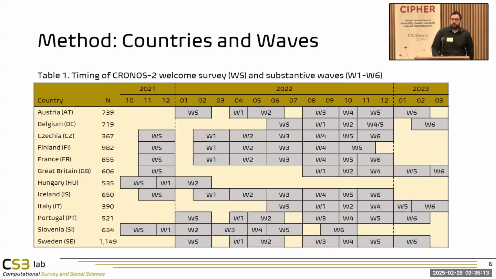Let's take a look at the CRONOS waves. It's not as consistent as you would have expected. What we can see, overall, is that it was scheduled to have 7 waves, 1 welcome wave and 6 follow-up waves. But some countries started a bit earlier, and some countries started a bit later. Then we have some countries that started early and ended quite early again, like Hungary, for instance, which just conducted 3 waves: the welcome wave, the first wave and the second wave. Then we have some other countries like Belgium, which started quite early and used some waves. So it's not as consistent as you would expect it to be.